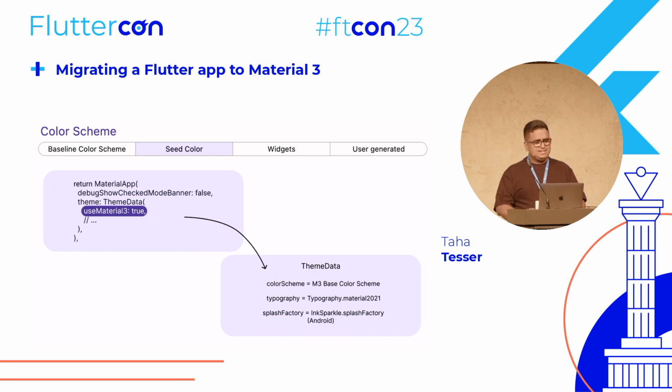So when we set this flag, what it is doing is just creating a color scheme with a seed color, which is some purple color, which is the default by Google on Flutter and Android, right? And it's happening under the hood. You don't have to do anything. And then it's also changing the typography to a new set of typography, which is called Typography 2021. When you use Material 2, it's using Typography 2014. So there are new names and new groups in the Material 3 typography. It's also changing the splash factory, which I talked about previously, the ink sparkle effect, where you have to run the app on Android to see that effect.